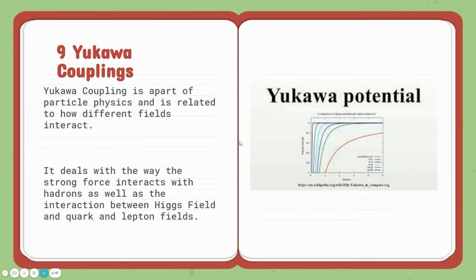The next ones are called the Yukawa couplings, and there's 9 of them. Yukawa coupling is a part of particle physics and is related to how different fields interact with each other. It deals with the way that the strong force interacts with hadrons, as well as the interaction between the Higgs field and quark and lepton fields. That's about as far as I can explain it.